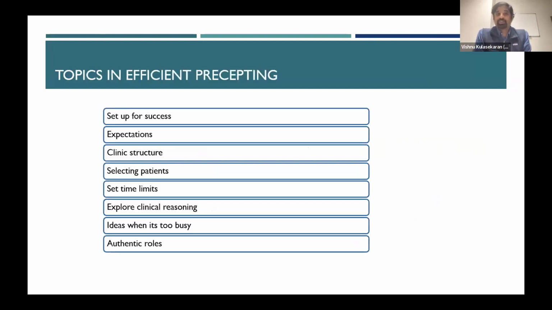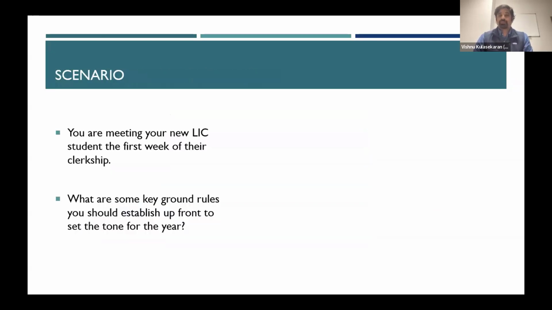So these are the topics that we're going to cover around efficient precepting, and we have a few different scenarios, and our panel is going to answer some of these questions. So setting your students up for success, expectation setting, the clinic structure, how to efficiently select patients, helping your students set time limits, exploring clinical reasoning, and just some ideas when things are too crazy or too busy, and offering authentic roles. All right. So this is our first scenario.